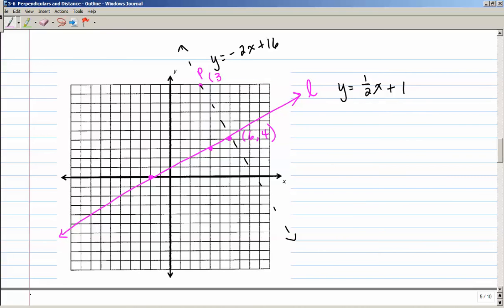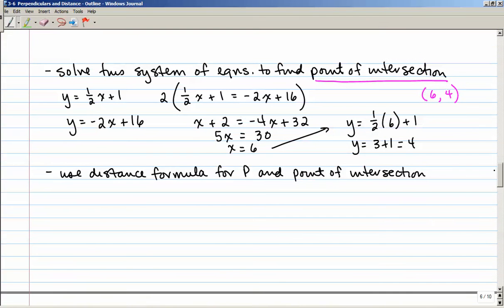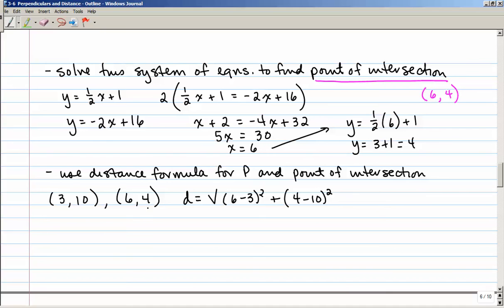Now, I know the coordinates of P, which is 3, 10, and I know the coordinates of the point of intersection. Now I just use the distance formula to figure out how long this segment right here is. Maybe I'll do it in blue. That's what I'm looking for, how long that is. So to do that, I will use the distance formula. I have the point 3, 10 and the point 6, 4. Remember, the distance formula is the square root of x2 minus x1 squared plus y2 minus y1 squared. So that's the square root of 3 squared, which is 9, plus -6 squared, which is 36, or the square root of 45.